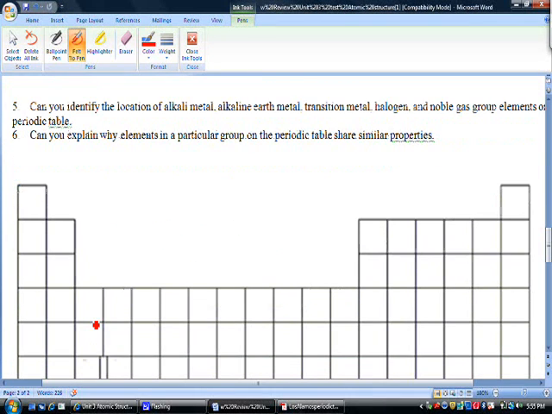Number 5, can you identify the location of all these different families on your periodic table? We'll go ahead and write them onto your periodic table. Alkali metals, alkaline earth metals, transition metals, and so on. Make sure you know where those are.